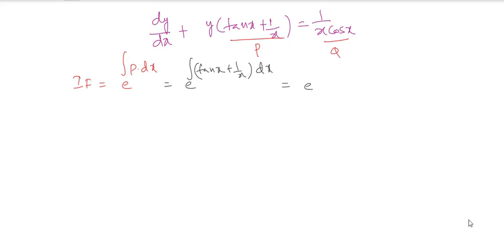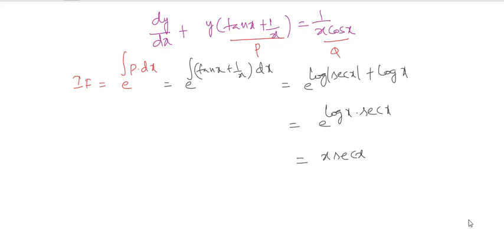So for tan x, the integration will be log mod secant x, plus for 1 by x you will have log x. So e to the power of log of (secant x into x), the exponential and log will get cancelled. You can directly represent it as x into secant x. So this is your integrating factor.